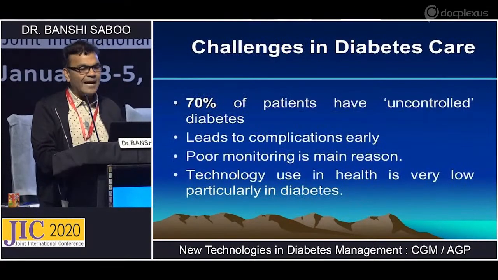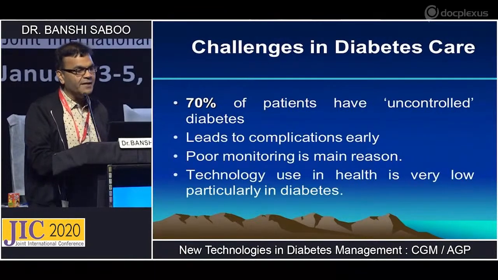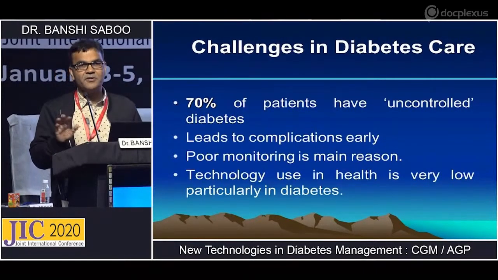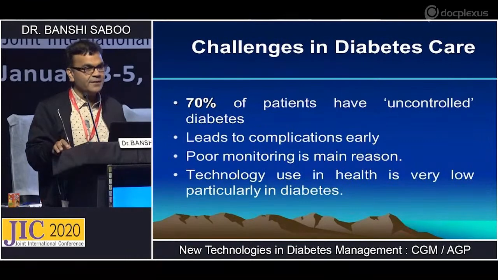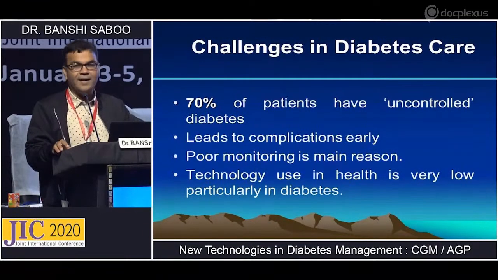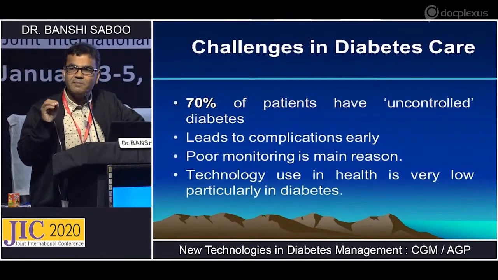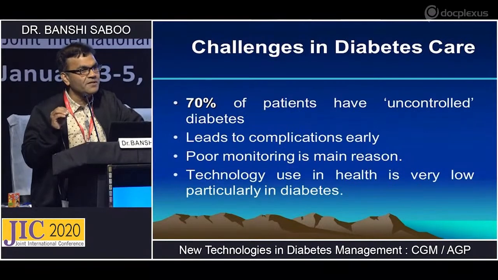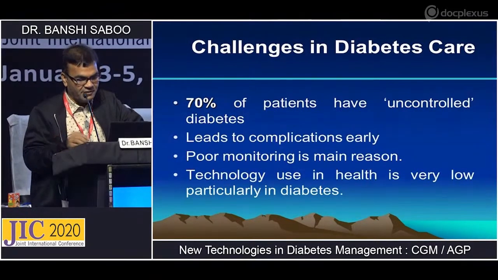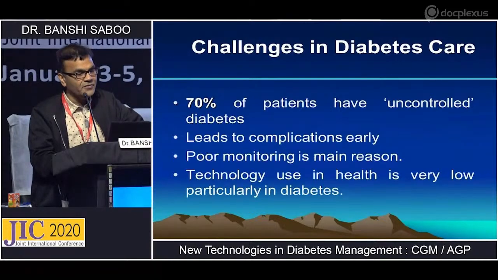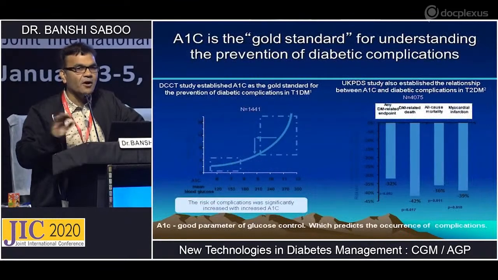The biggest challenge in diabetes care today is 70% of our diabetic patients have uncontrolled diabetes. The worst part is many of them don't know that their diabetes is uncontrolled. It leads to more complications. Poor monitoring is the main reason, I think, which is the biggest problem. Many of our patients are not monitoring at all. And technology used in our country is really very low, particularly when it comes to health or diabetes.